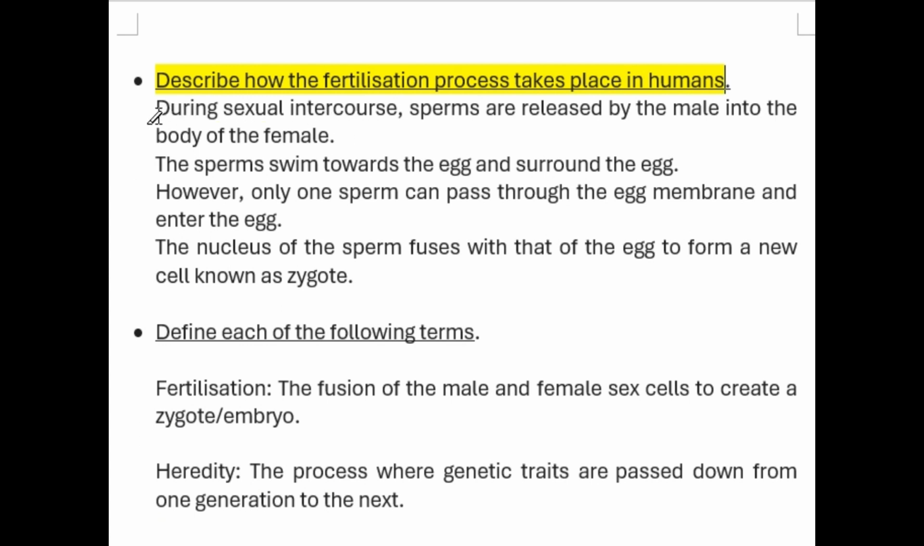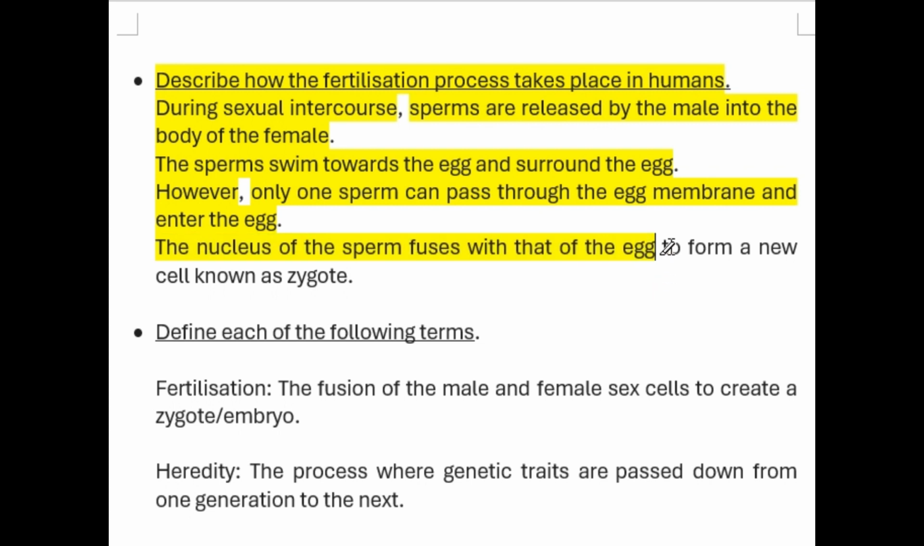Describe how the fertilization process takes place in humans. During sexual intercourse, sperms are released by the male into the body of the female. The sperms swim towards the egg and surround the egg. However, only one sperm can pass through the egg membrane and enter the egg. The nucleus of the sperm fuses with that of the egg to form a new cell known as zygote.